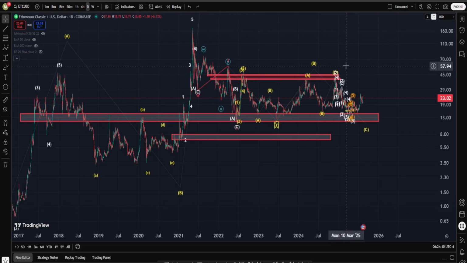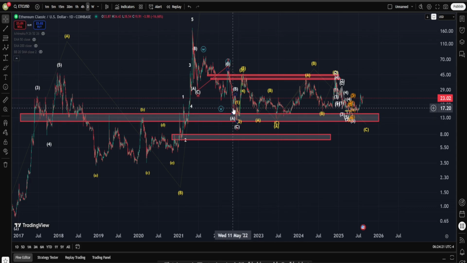And in this update, we are going to do a complete Elliott waves analysis on Ethereum Classic's price chart, and I'm going to tell you why the picture in here looks so simple and yet at the same time extremely complicated. So, are you ready?